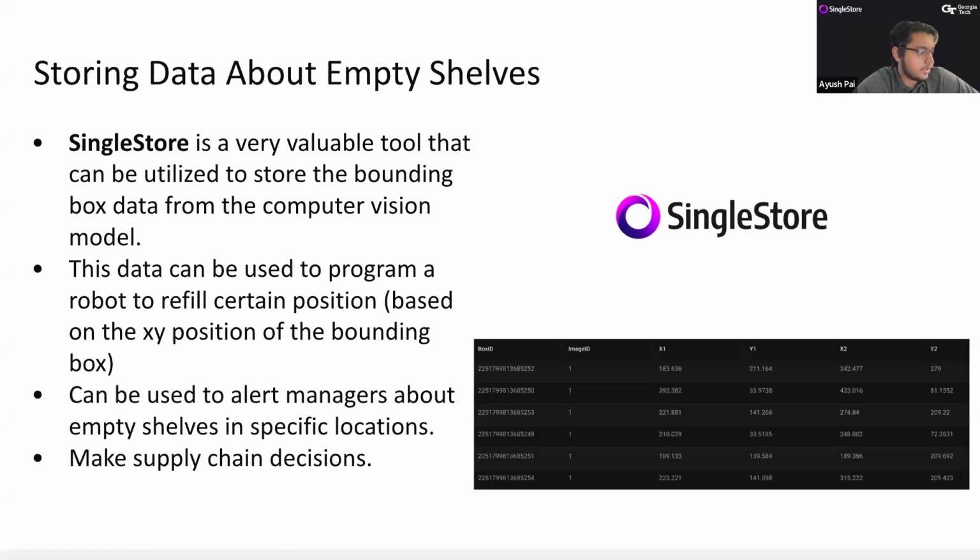On a strategic level, this data can be used to program a robot to refill a certain position on the shelves based on the X and Y position of the bounding box, and can be used to alert managers about specific empty shelves. And on a strategic level, it can analyze data over time and provide valuable insights for making supply chain decisions. It can help identify patterns in stock depletion, informing purchase orders, and optimizing inventory levels to meet consumer demand without overstocking. Overall, increasing the operational efficiency here.